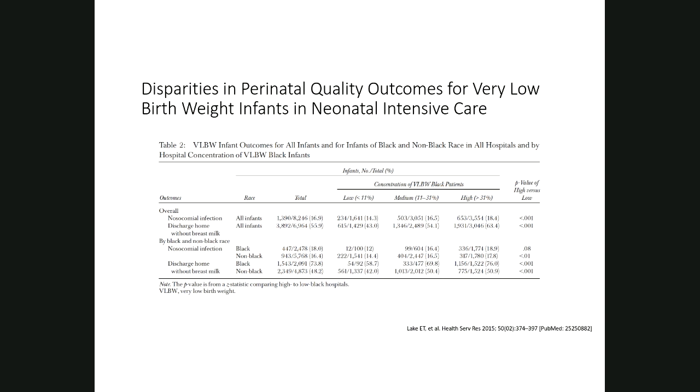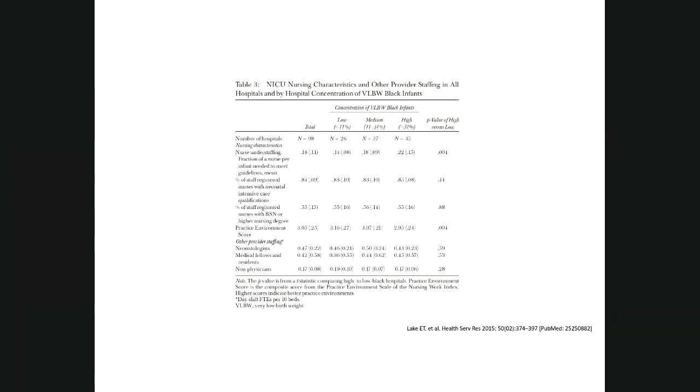The principal findings were that very low birth weights born in high Black concentration hospitals had higher rates of infection and discharge without breast milk than very low birth weights born in low Black concentration hospitals. You see, they've separated these hospitals out by low Black concentration, less than 11%, to high Black, greater than 31%. What made these hospitals a little bit different? Nursing understaffing was higher. Practice environments were worse in high Black compared to low Black hospitals.